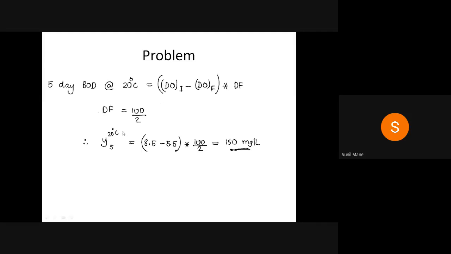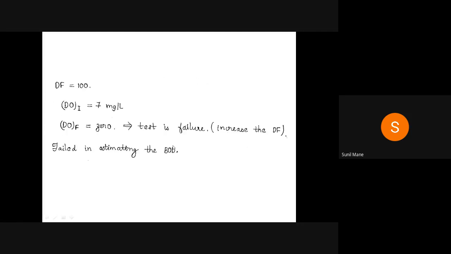Even if we are utilizing a single sieve and going for multiple dilution factors, the result is not going to change. But we have to carry out those things so that the results are not failed results. The initial dissolved oxygen it is going to give after 5 days should not be zero. Okay, so one problem I'll take, the problem is like this.